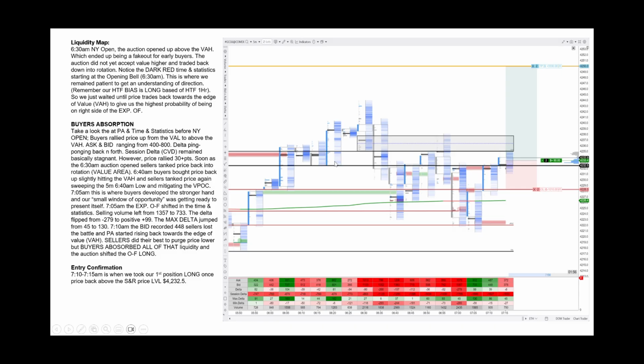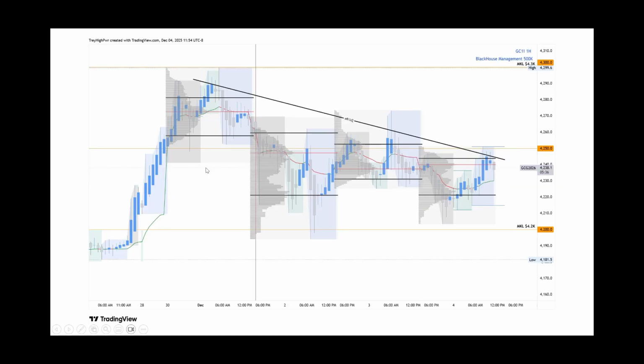So we came up, we used that as a level of support, we pushed up, okay, we pushed down, we used it as a level of resistance. We kind of got rejected, we pushed back up, okay, we rejected, we pushed down. All right, and then once we broke above 4232.5 with a 15-minute confirmation candle, this is when we decided to enter.